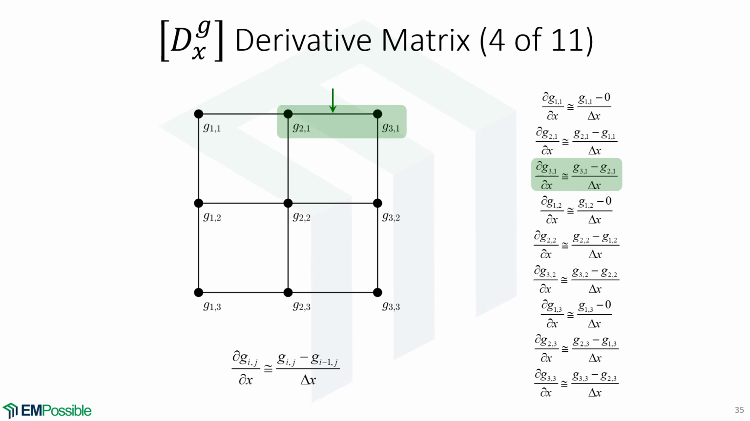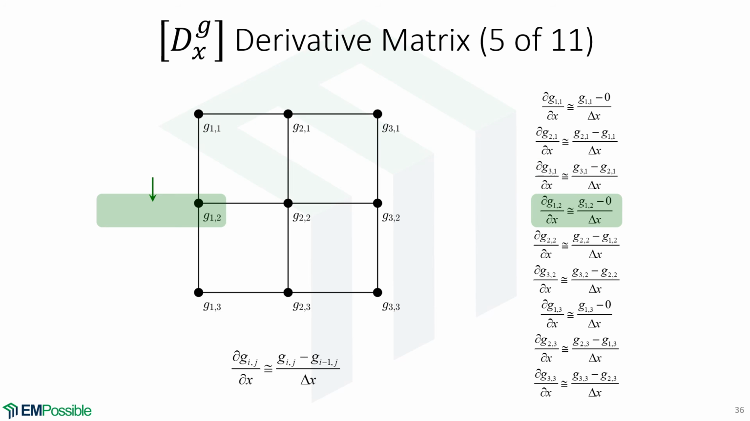Let's go to the next cell. No boundary condition problems here. We're calculating the first order derivative with respect to x right here at the midpoint between these two g values. So the finite difference approximation would read G31 minus G21 divided by delta x, which is the spacing between them. G31 minus G21 divided by delta x.